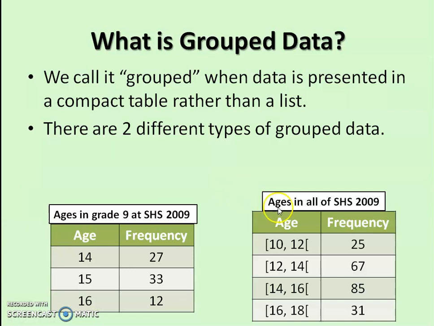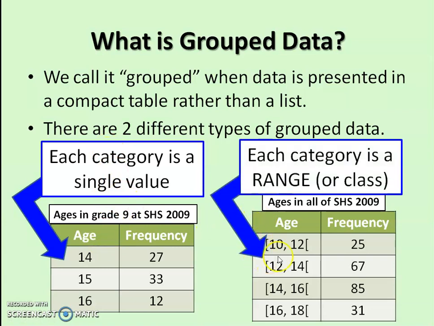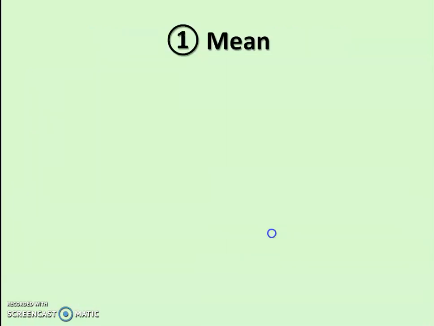The other one is a group where this age is not a single age, it's an interval. So if I was keeping track of how many people are between the ages of 10 and 12, 12 being excluded, so that's up till your 12th birthday, but not including the actual day that you turn 12, there are 25 people in that age category. There are 67 in this age category from 12 to 14, 85 in here, and 31 in here. So the difference is that in this setup here, each category is a single value, and in this one, each actual category that you're talking about is an interval or range of data.